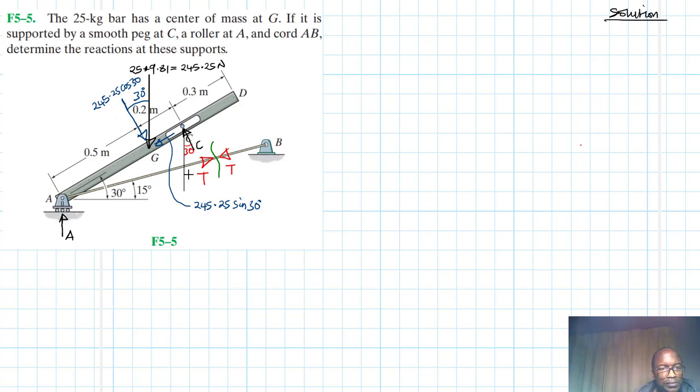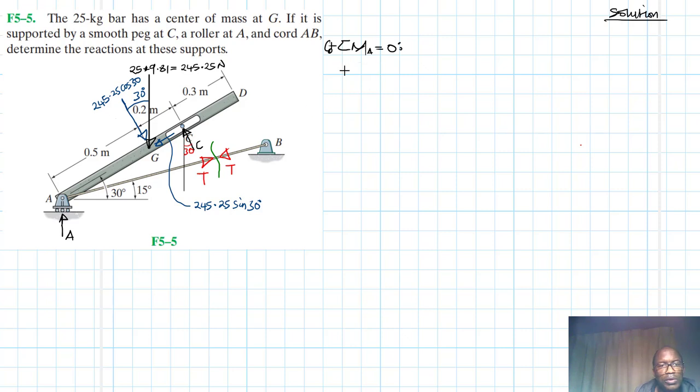Alright, so for now we can take moments about point A so that we find C, and once we found C, then we are going to later on write the components of T and the components of C. Alright, is that fine? So let's say summation of moments about point A equal to 0, and clockwise being our reference. What do we have?